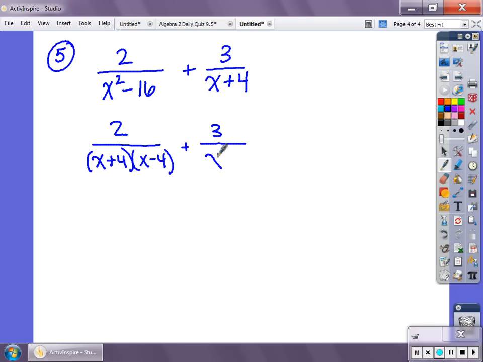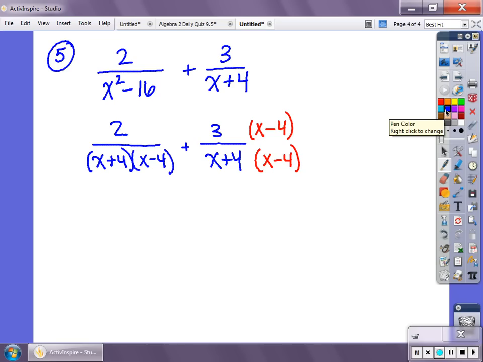Now remember, we want the denominators to be exactly the same. And so what I'm seeing here is that each one has an x plus 4, so that's good. This one has an x minus 4. This does not. So I'm going to multiply by x minus 4 over here on the top and the bottom. I'm not going to multiply by anything over here because the denominators are now the same. This doesn't need any other extra factors.